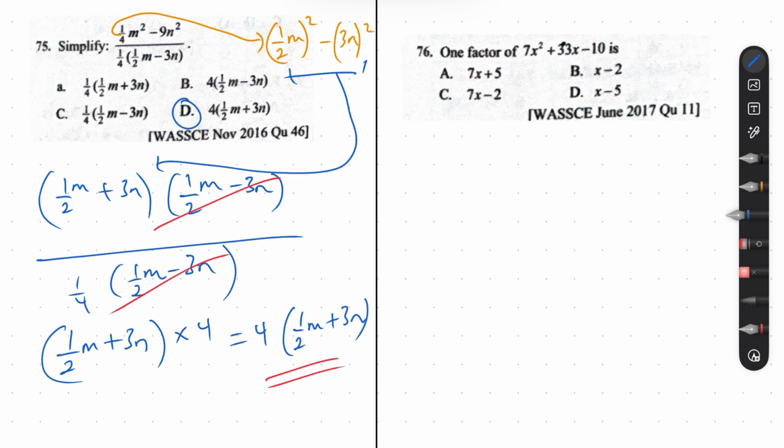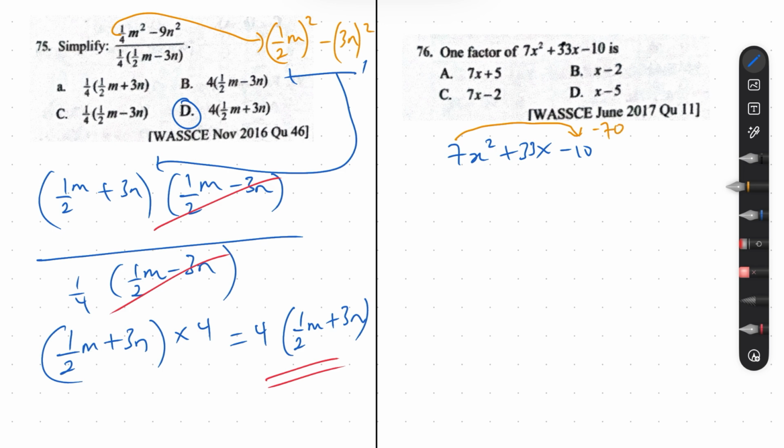Let's go to question number 76. It says we should find one factor of this. So we just need to solve that. How do you do that? Let's write it down: 7x squared plus 33x minus 10. So we multiply the coefficient of x squared by the constant. What do we get? Negative 70.